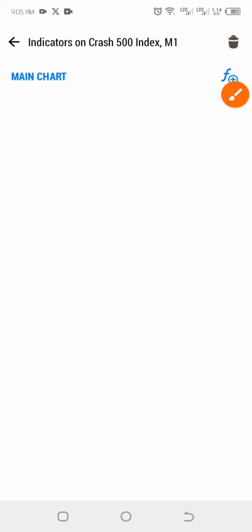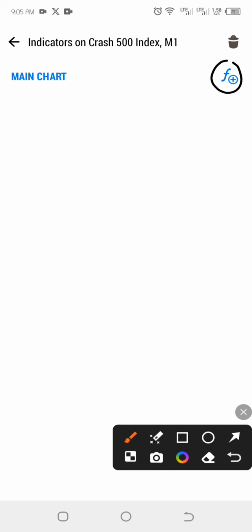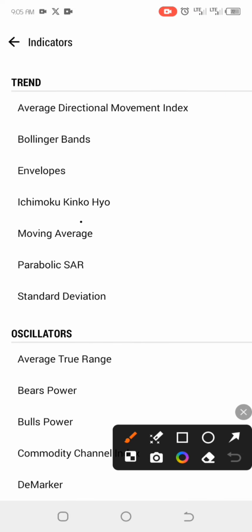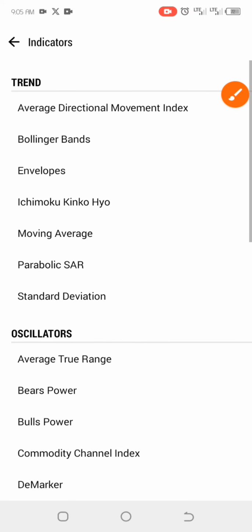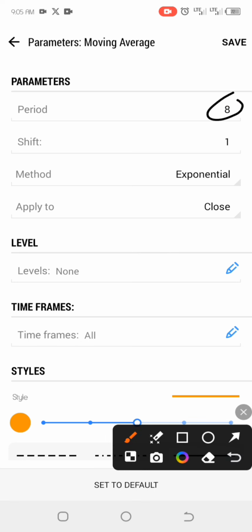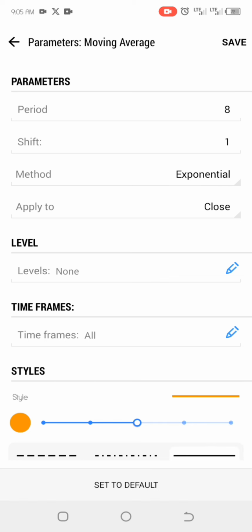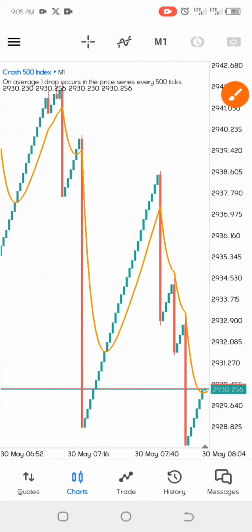Now to add the indicator, you click on this icon right here. After clicking on the icon, we are going to be searching for the moving average. Of course, the parameters: the period is 8, shift is 1, method is exponential, apply to close, and for the style, use any color of your choice and click on save. Then you are going to have the moving average in your chart.